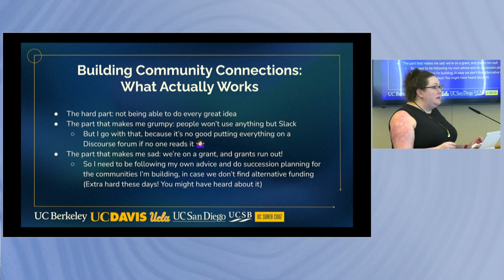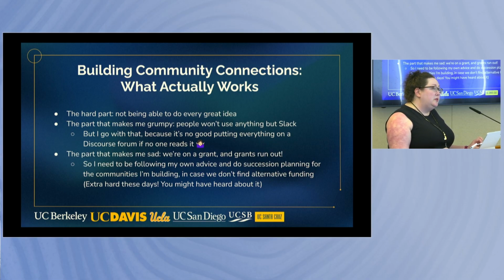So, building community connections. Let's talk about some things that work. We'll start with the suboptimal perhaps, and then move to the good stuff. And the hard part is we can't do every good idea, unfortunately. There are so many good ideas, especially when you go to conferences, but you, nope, cannot. And then there's a part that makes me grumpy, which is that our people won't use anything but Slack. Nope.